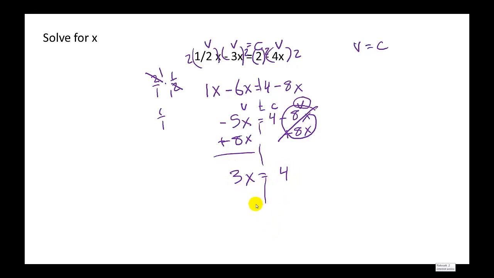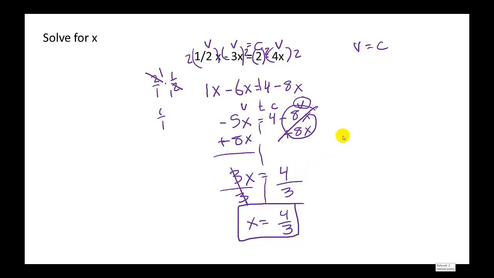3x equals 4. Final step, we need to make our variable term's coefficient, the number in front of x, become a 1. So I'm going to divide both sides by sign and number. That means I'm dividing by a +3. 3 divided by 3 is gone. I have a 1x, and that equals 4/3.